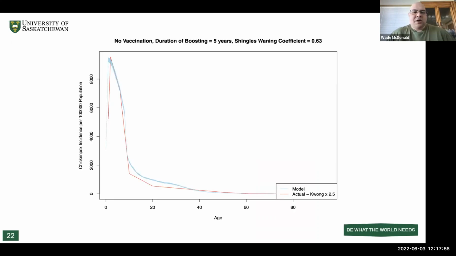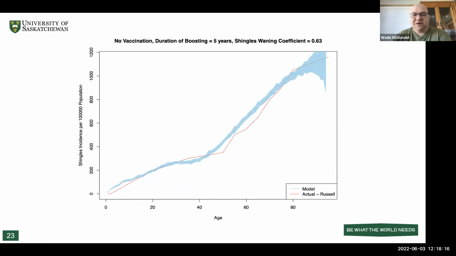So fitting this model, we wanted to ensure that the age distributions of incidence for each disease matched what has been observed in the pre-vaccination era for chickenpox and shingles. So this was for chickenpox, and then this fit was for shingles. You see this flaring at the end of the age range is due to small population effects.